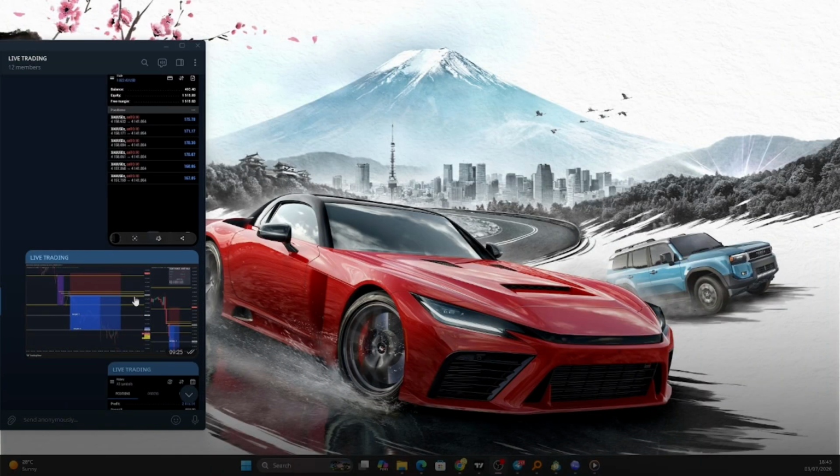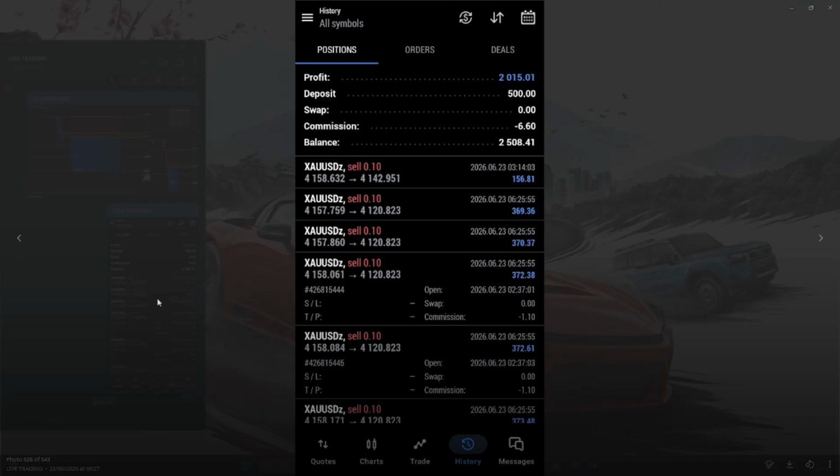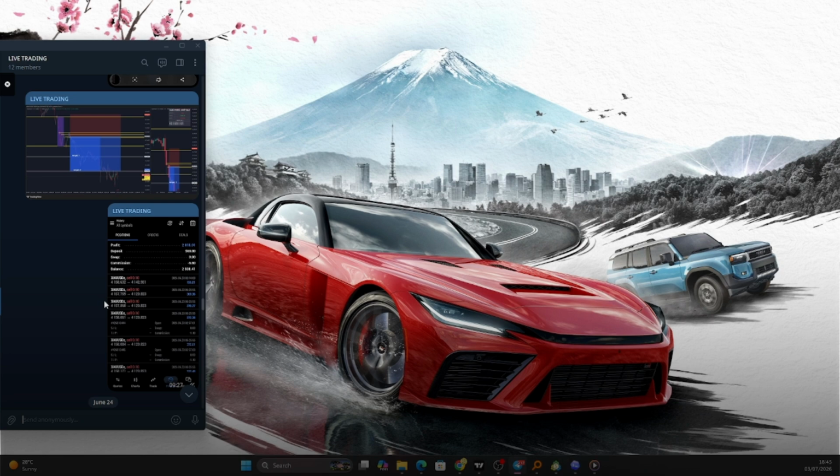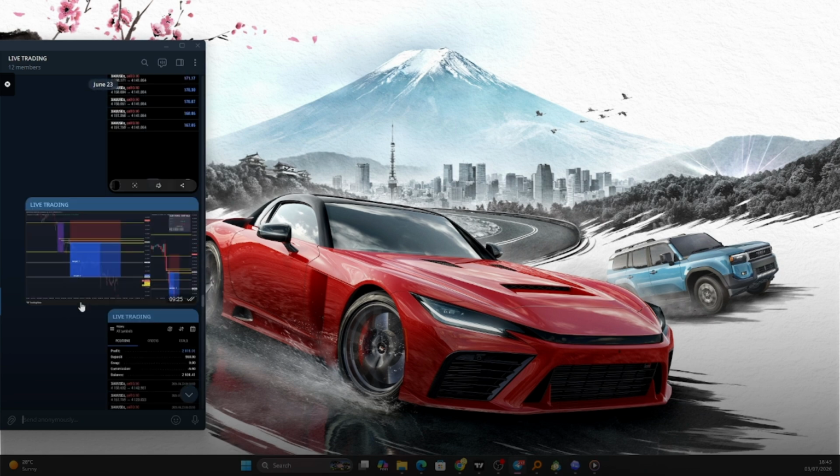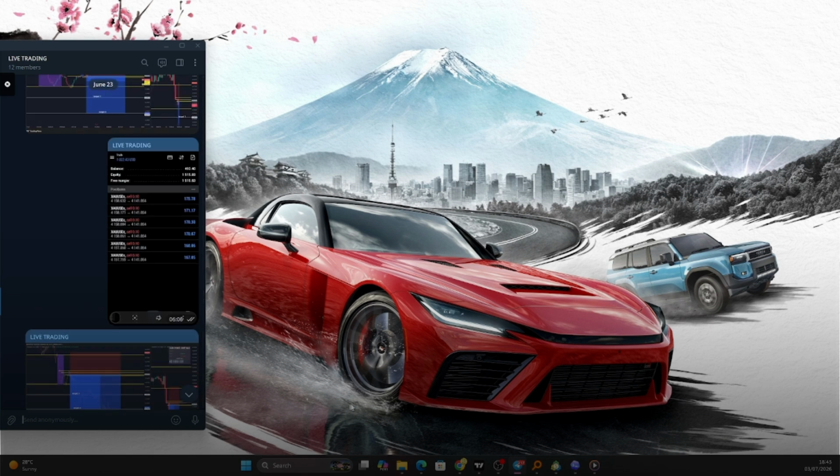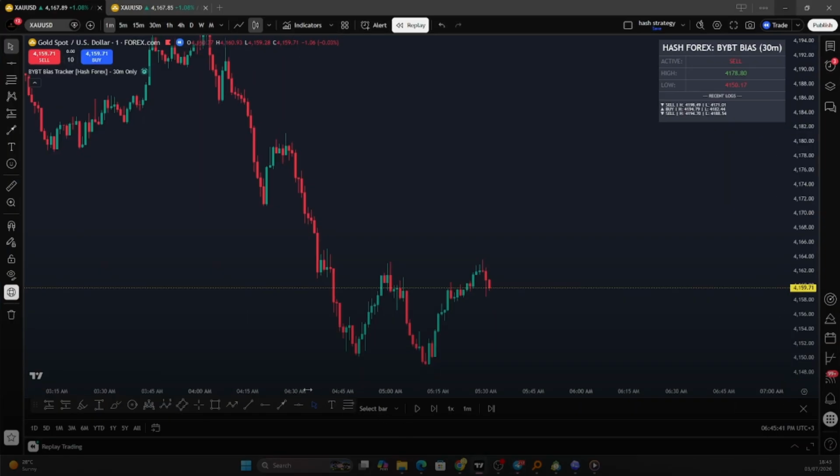Hello traders, today I'm going to show you how I turned $500 into $2,000 by trading gold in the torture session, live in my live trading group. This wasn't luck, this wasn't gambling. We were simply following our trend, executing with discipline, and waiting for confirmation. Let's break down this trade.